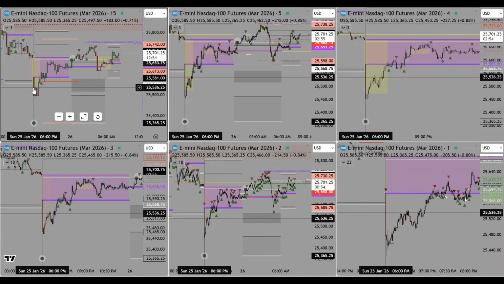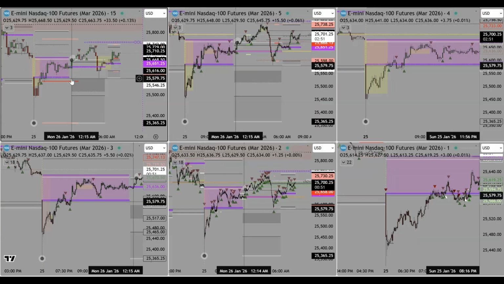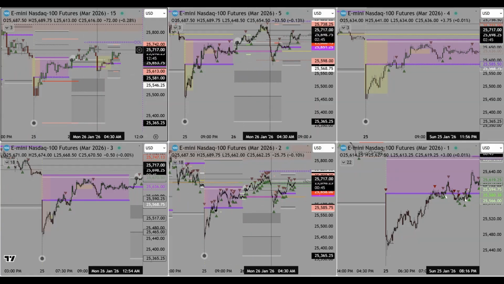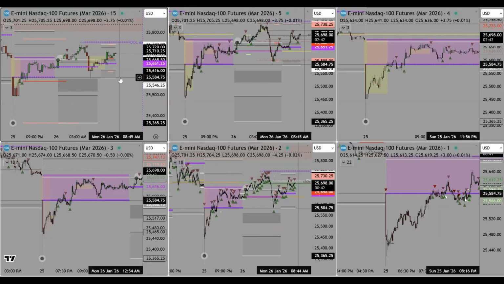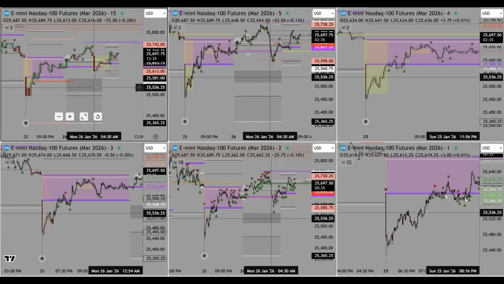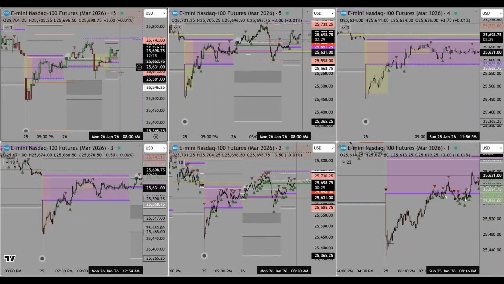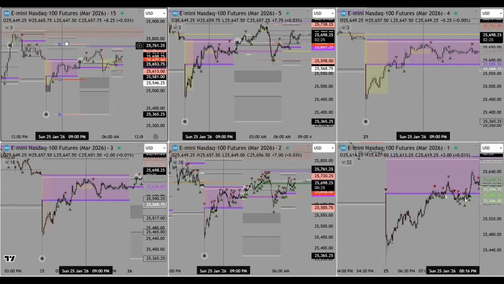So the first session, 6 p.m. to 12 a.m., is just Asia, and 12 a.m. to 6 a.m. is just London, and so on every 6 hours. So 6 a.m. to 12 p.m. is New York. So over here the key is again to look for alignment. The same concept applies in the lower time frame.